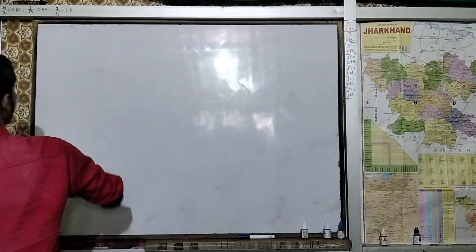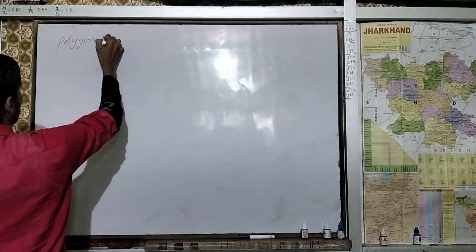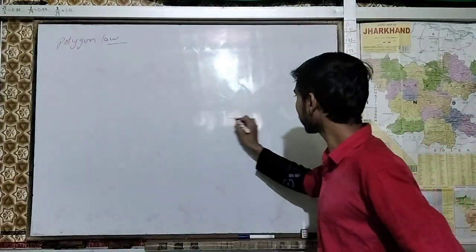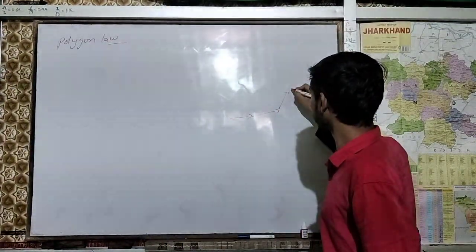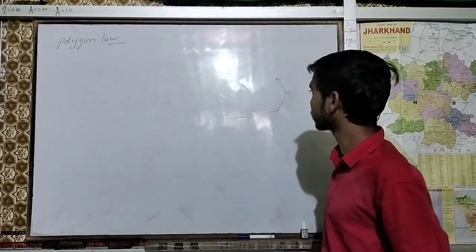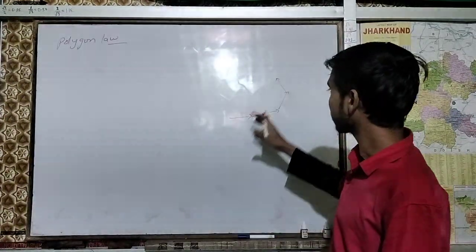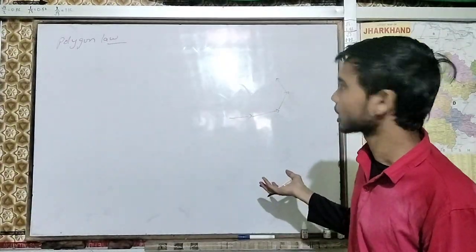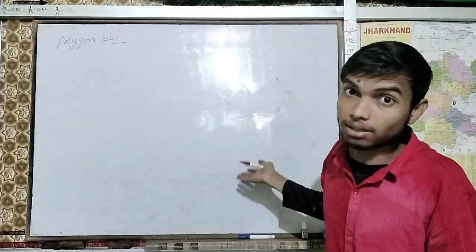Now let's see polygon law of addition of vectors. You have this vector 1, then again 1, like that, again 1, then again 1, like that. There are 4 vectors, and all these are arranged in this way. The question is saying apply polygon law and find the resultant.